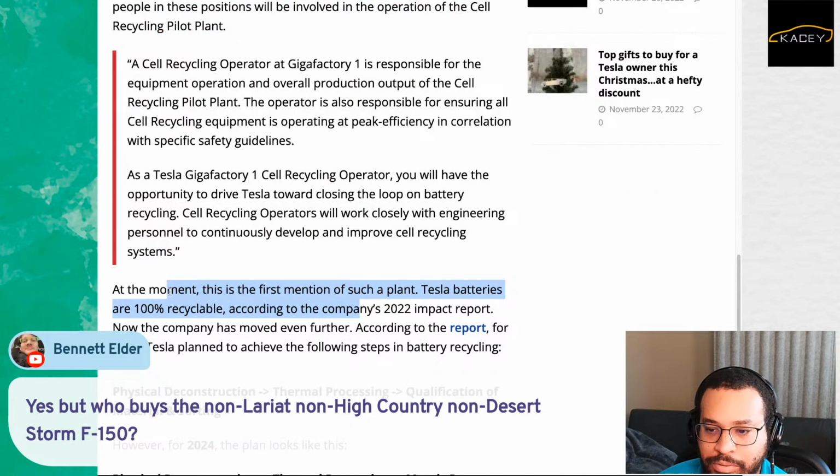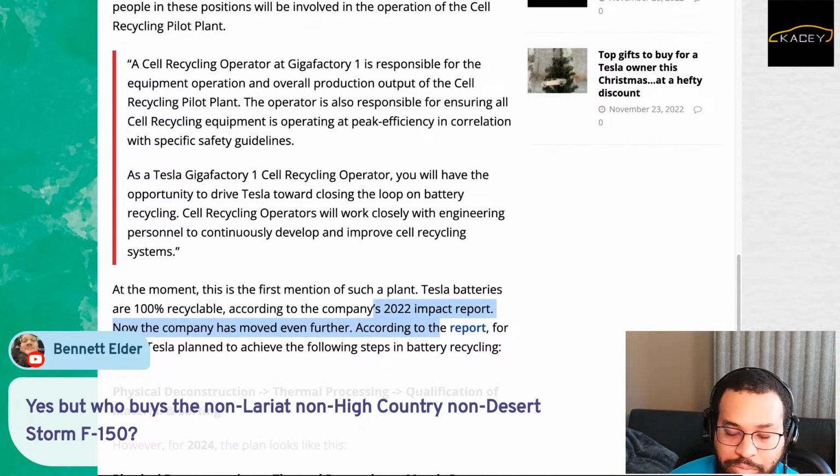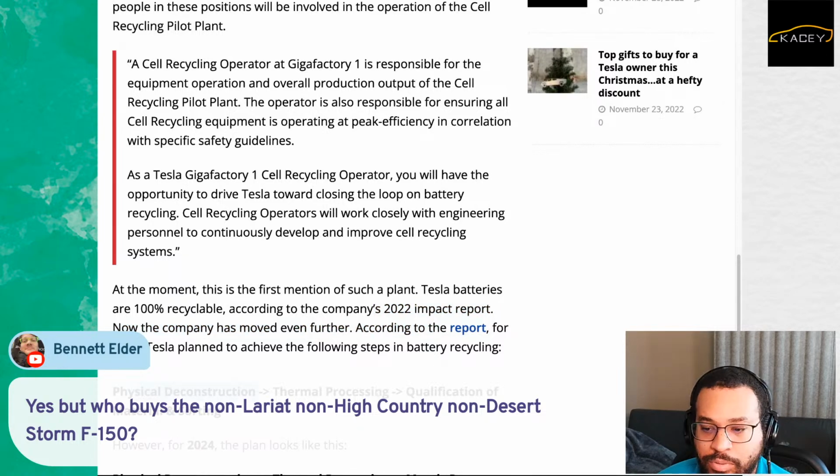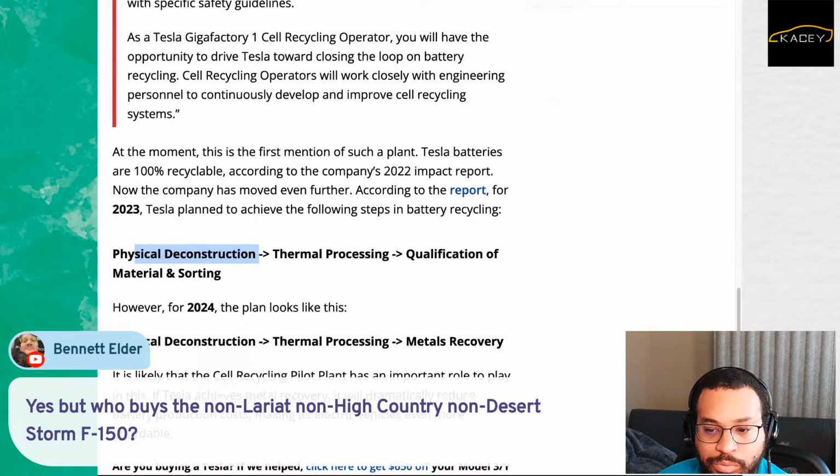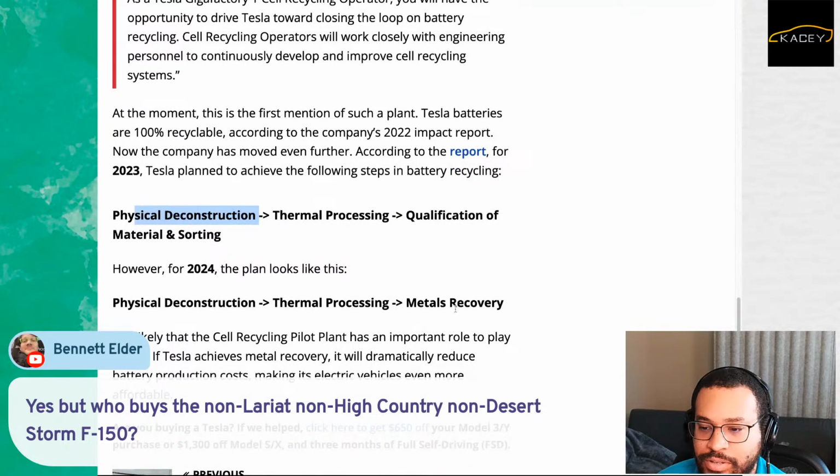Yeah, the first mention of a plant, but not the first mention of the action. Tesla batteries are now 100% recyclable according to the company's 2022 impact report. So all the people talking about rare earth metals and child labor and all that stuff, it doesn't apply to Tesla. It doesn't apply to most manufacturers, but it definitely doesn't apply to Tesla. Now the company has moved even further. According to the report for 2023, Tesla planned to achieve the following steps of battery recycling: physical deconstruction, thermal processing, qualification of material, and sorting. However, for 2024, the plan looks like this: physical deconstruction, thermal processing, metal recovery. So they're going to melt them all down, it sounds like.